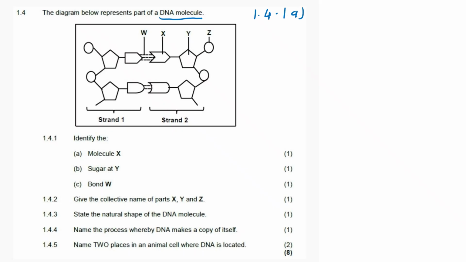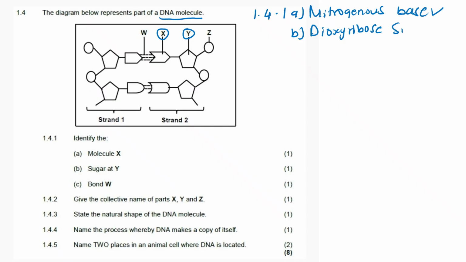1.4.1a. Identify the molecule X. Molecule X is what we call a nitrogenous base. Good. Therefore now B, sugar Y. Sugar Y is what we call a deoxyribose sugar. Good. Therefore now C, bond Y is what we call a weak hydrogen bond, right? A weak hydrogen bond. Good.